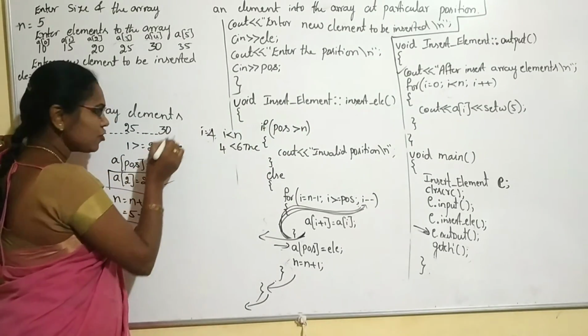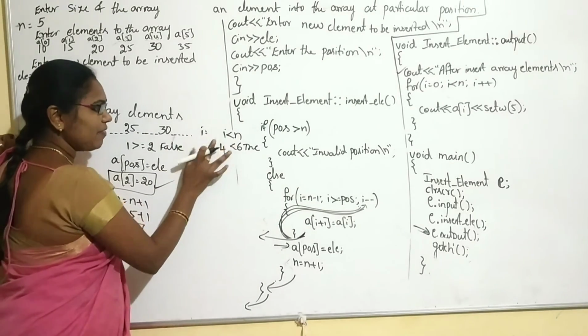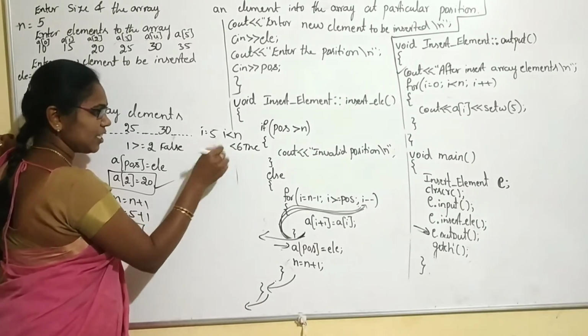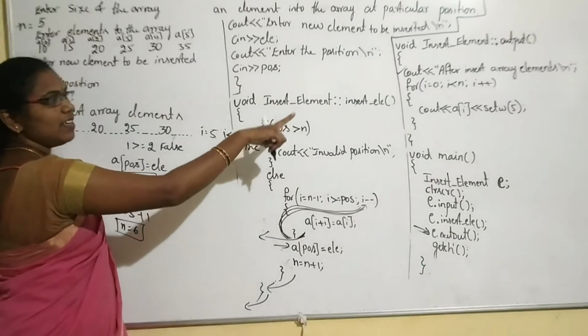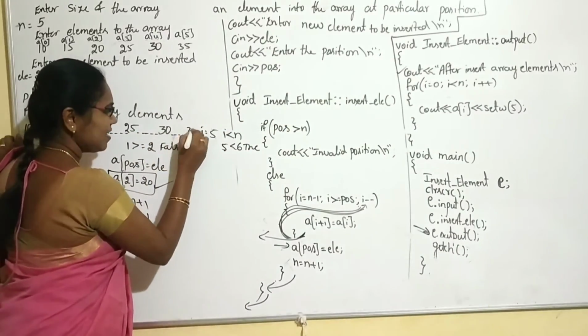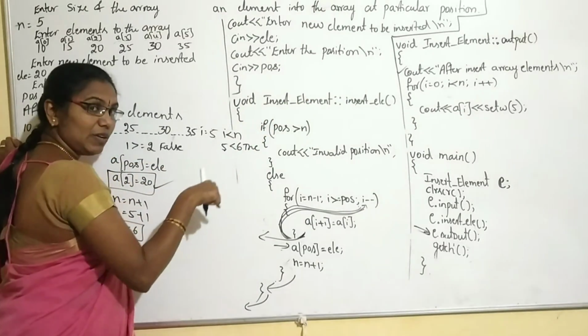Again, the setW function takes 5 with the space. After that, it will take the incremented value of I. I is 5. 5 is used to check the condition. 5 is less than 6. Yes, the condition is true. Then the A of I value is displayed. A of 5 contains 35. So 35 is displayed. After that, the incremented value of I will be taken.